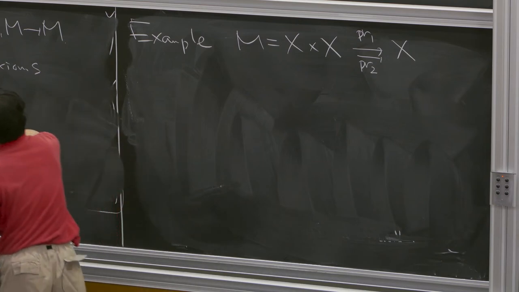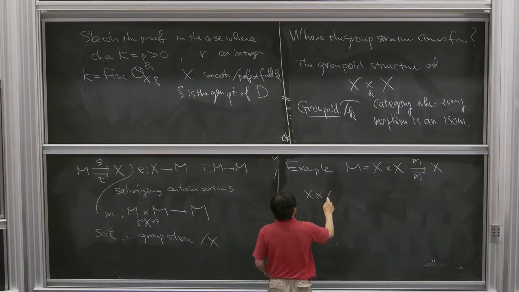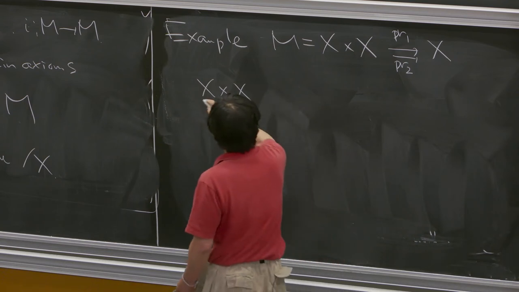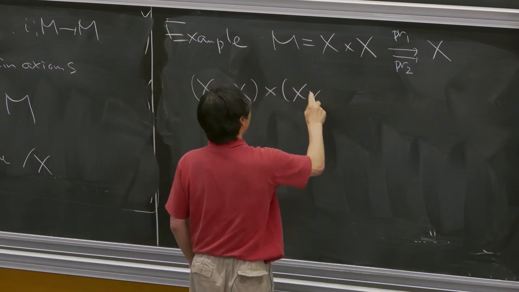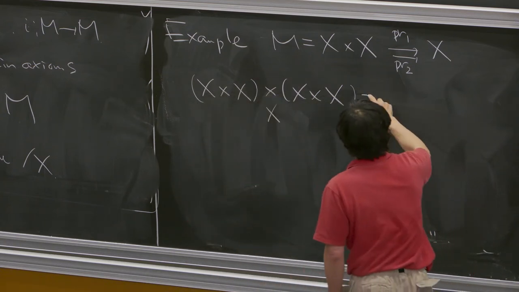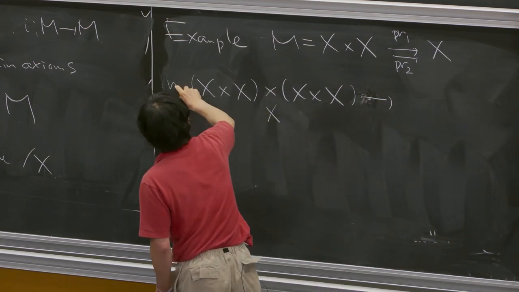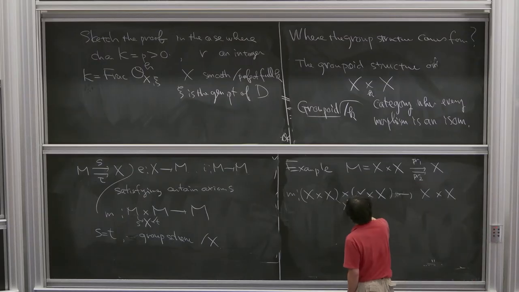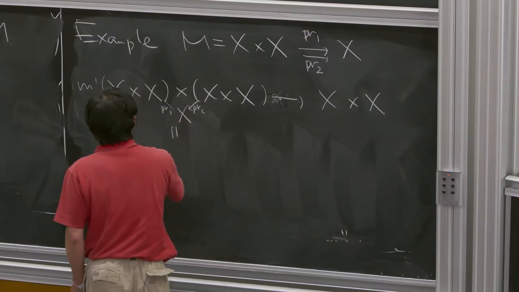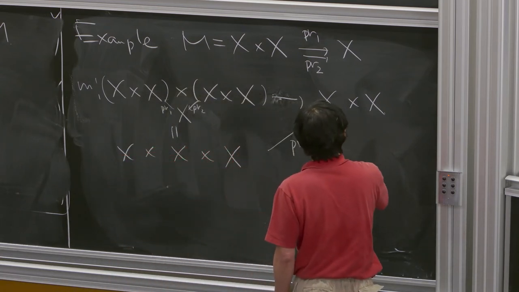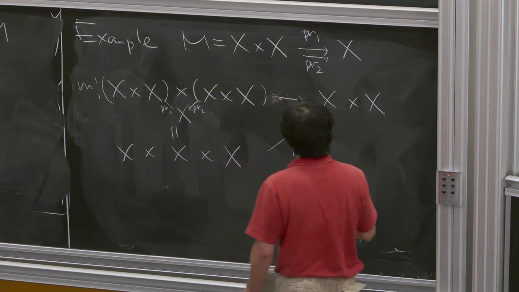Now, what is the composition? In this story, I have to write many X's and many crosses, and it's rather confusing. So over X, the composition must be the map from here to there. Here we have the first projection and the second projection. So this product is X cross X cross X. And the map here is the projection taking the first component and the third component.